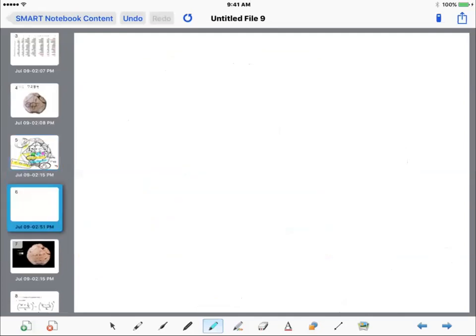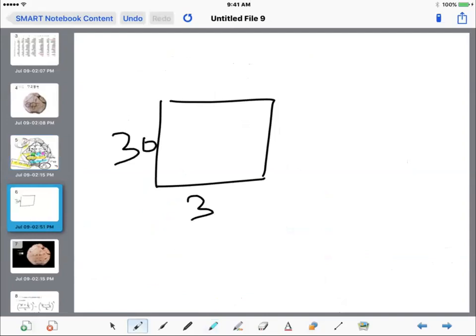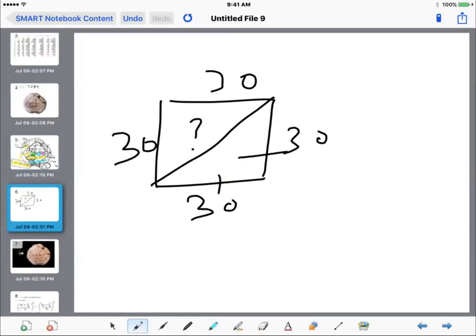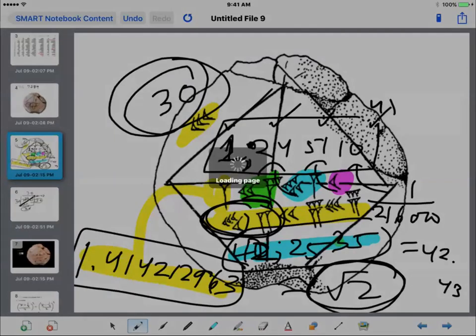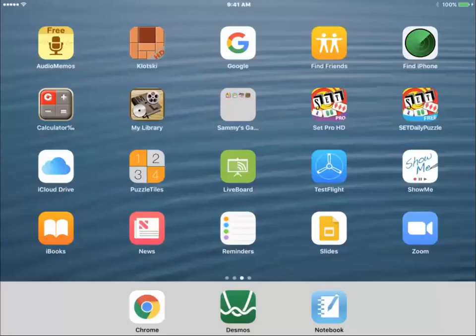Well, here's a question for you then. If I have a square with 30 as the side, how would you calculate the length of the diagonal? Oh, I see, someone came up with it. 30 times square root of 2. One way to say this is, in a 45-45-90 right triangle, the hypotenuse is always the leg times the square root of 2. 30 square root of 2 is about 42.43.